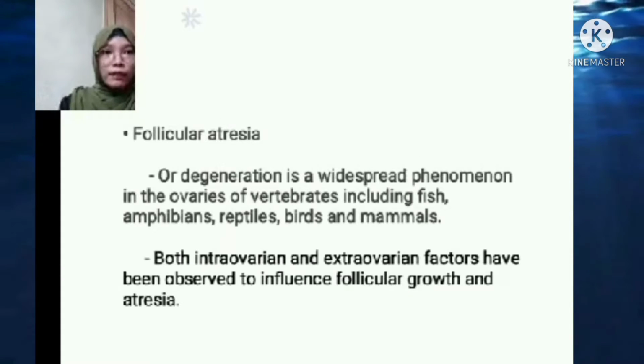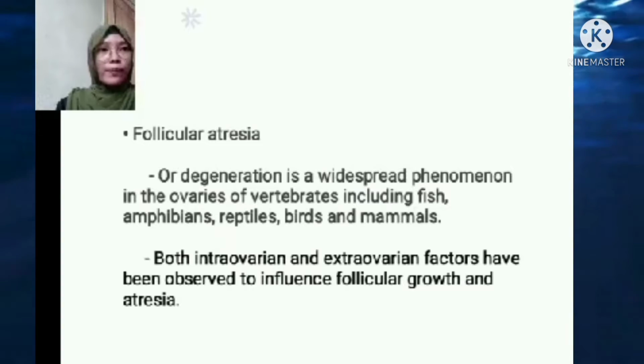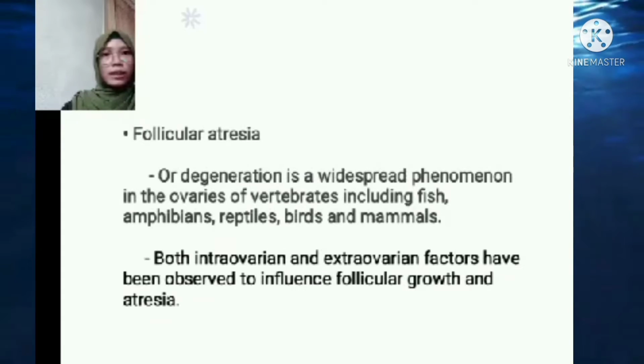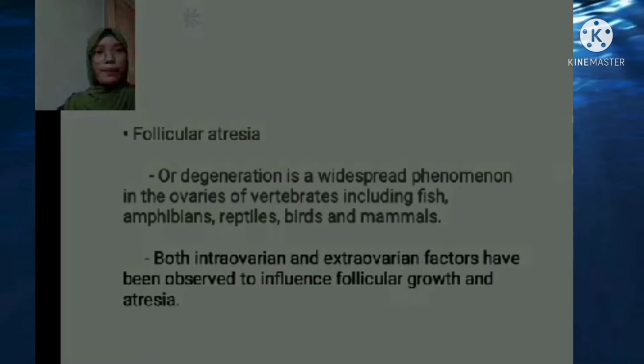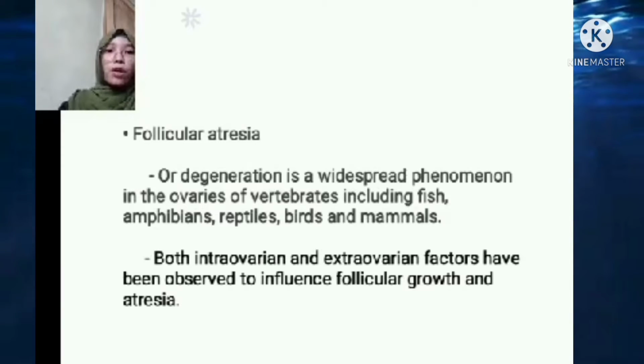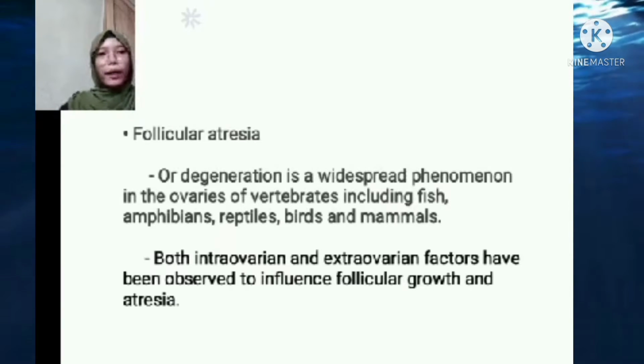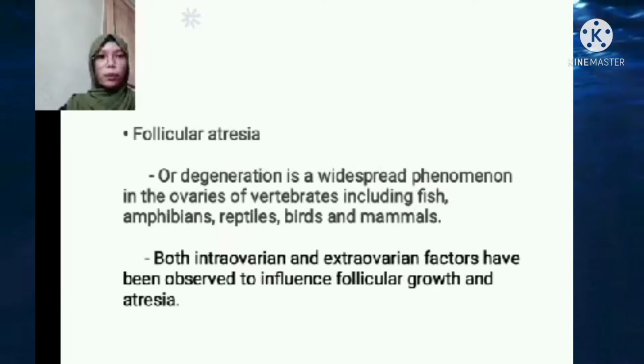Next, we will have the follicular atresia. Follicular atresia, or degeneration process, is a widespread phenomenon in the ovaries of vertebrates including fish, amphibians, reptiles, birds, and mammals. Both intra-ovarian and extra-ovarian factors have been observed to influence follicular growth and atresia. As I've said earlier, this process reabsorbs phytologenic oocytes not spawned.